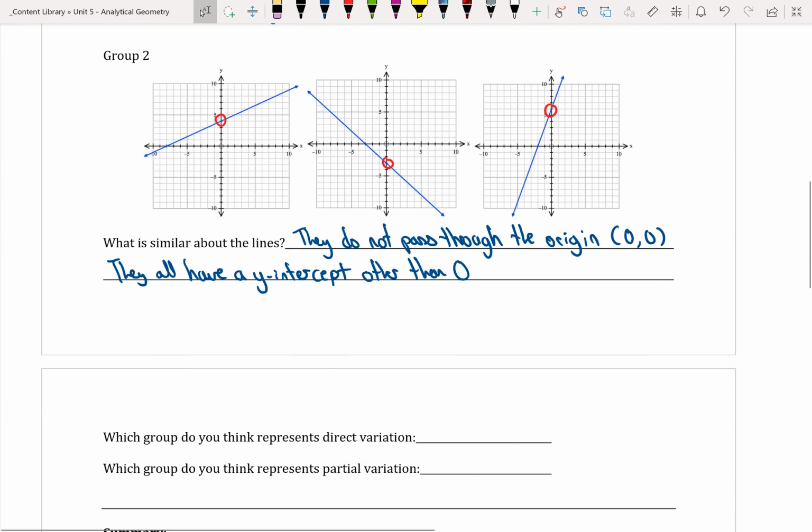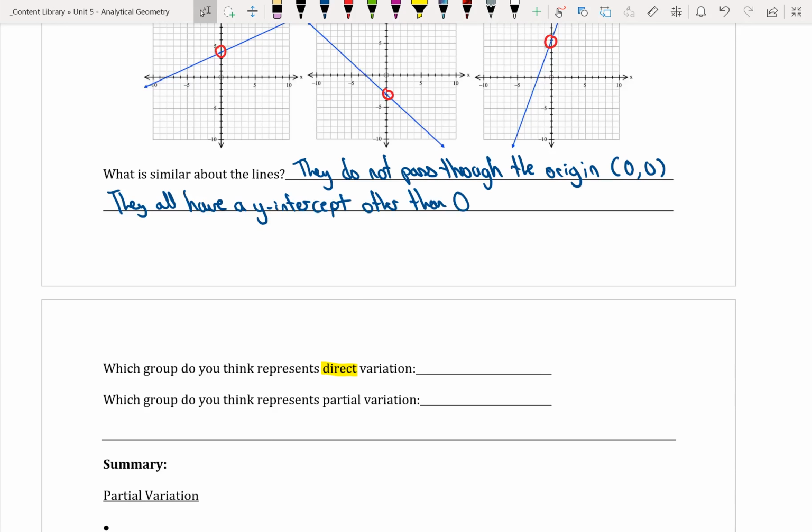So which group do we think represents direct variation? In other words, in which group is there a direct relationship between the x value and the y value, where we only apply one specific change to go from the x to the y? In this case, it would be group 1. So that means that our partial variation, where there's partially a relationship, where it's partially being affected by the other one, would be group 2. Now, it may be difficult to understand that, other than just memorizing that direct goes through 0 and partial does not.